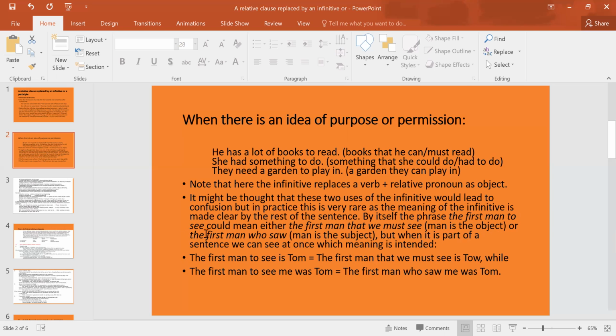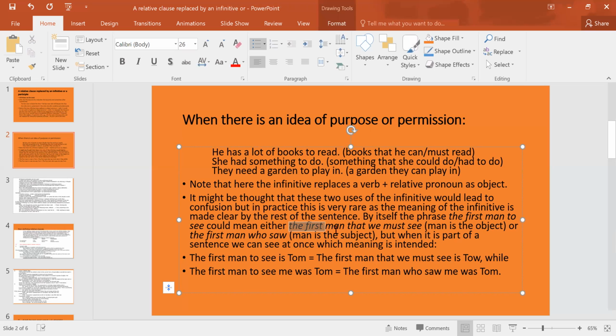The first man to see could mean either the first man that we must see, where man is the object, or the first man who saw, where man is the subject. The examples here are in italics. But when it is part of a sentence, we can see at once which meaning is intended.